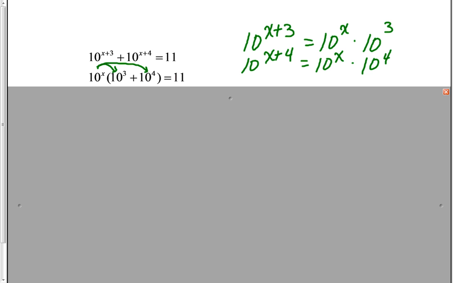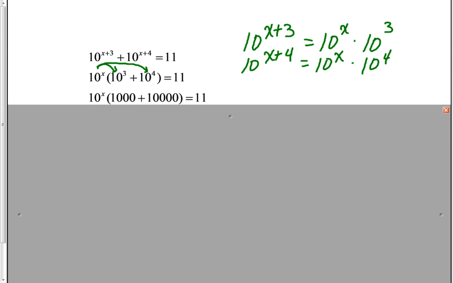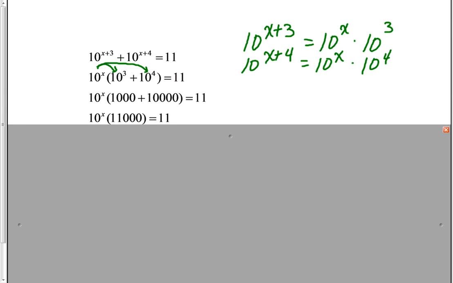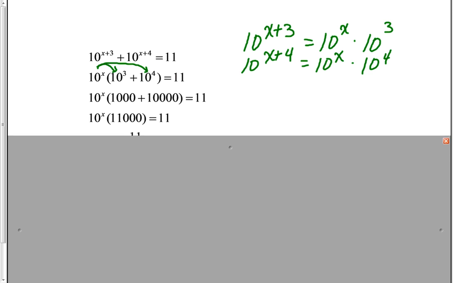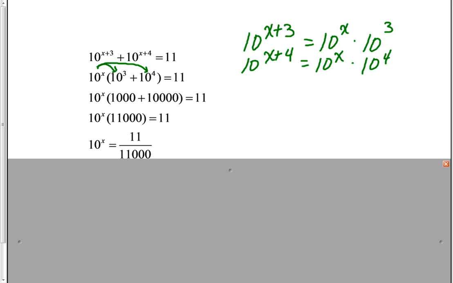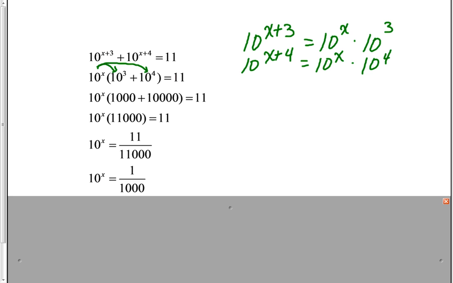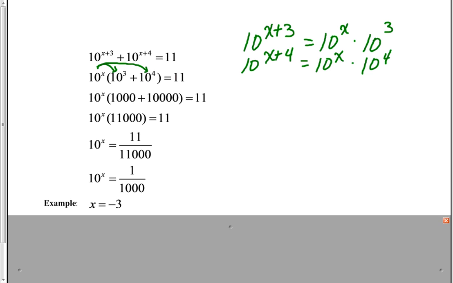I've got my greatest common factor and a number in the bracket. I can tidy that up. And I'm going to divide both sides by 11,000. I'm going to have 10 to the x equals 11 over 11,000, which is 1 over 1,000. I can rewrite 1 over 1,000 as a negative exponent, because 10 to the negative 3 means flip and cube. It would be 1 over 1,000. My answer is x equals negative 3.